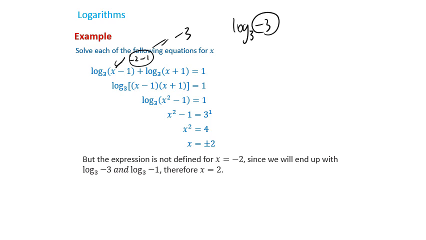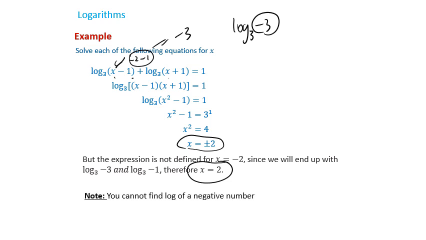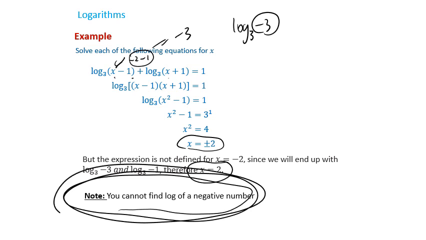Now, the other thing is, if we sub in positive 2, 2 minus 1 is 1, that's okay. 2 plus 1 is 3, that's okay as well. So in that case, we need to be very careful when we look at this and say, you know what, negative 2 isn't going to work. So the only possible answer is x is equal to positive 2. And then a little note down there saying you cannot find a log of a negative number. Definitely need to remember that. Make that your 6th rule, because that's a really important one. Can't find a log of a negative number. Always remember that.